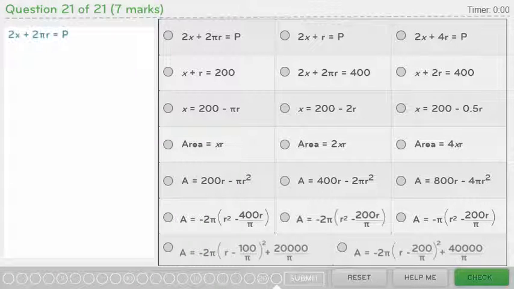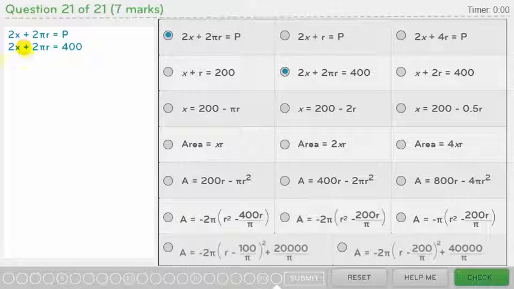The perimeter in this case is equal to 2x plus 2 pi r. The 2x represents the length on the top and the length on the bottom, and the 2 pi r represents the circumference of a circle. We have half a circle on the left and half a circle on the right. In addition, we know that the perimeter is equal to 400, so that can be substituted in for P.